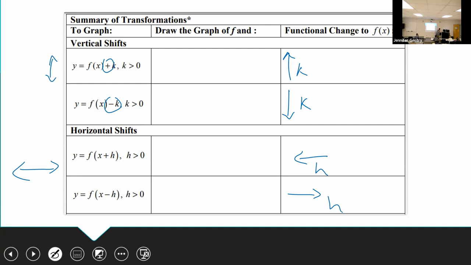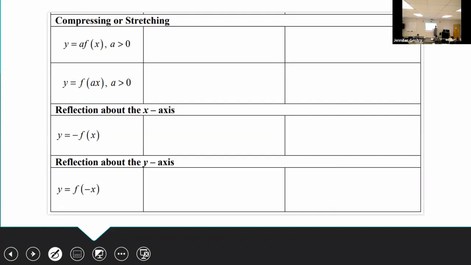Okay. Bottom part of the table. This is where it starts to get wonky, at least for me. The first two, the sliding up and down and left to right, that's a little bit easy for me. This makes my brain hurt a little bit. Not gonna lie. Okay, compression or stretching. If a is greater than 0, and the a is associated with the y, what do I do? Is it compress or stretch?